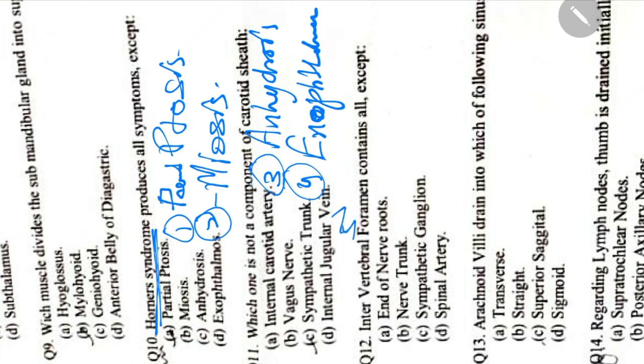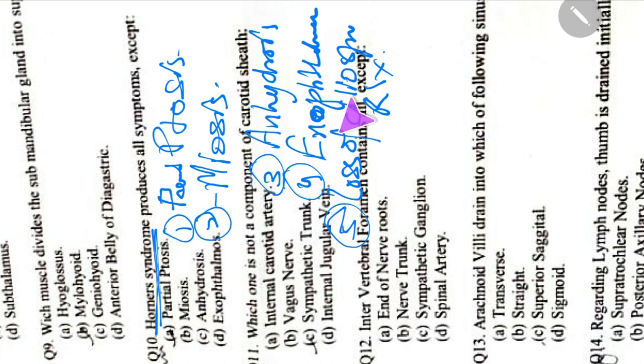And fifth is loss of ciliospinal reflex, and this is found in lower animals. All of this is happening because of loss of sympathetic innervation. Partial ptosis is because of loss of sympathetic innervation to Müller's muscle, that is the smooth muscle component of LPS. Meiosis is because of loss of innervation of dilator pupillae. And anhidrosis is, of course, because of loss of sympathetic innervation to the glands surrounding the orbits.